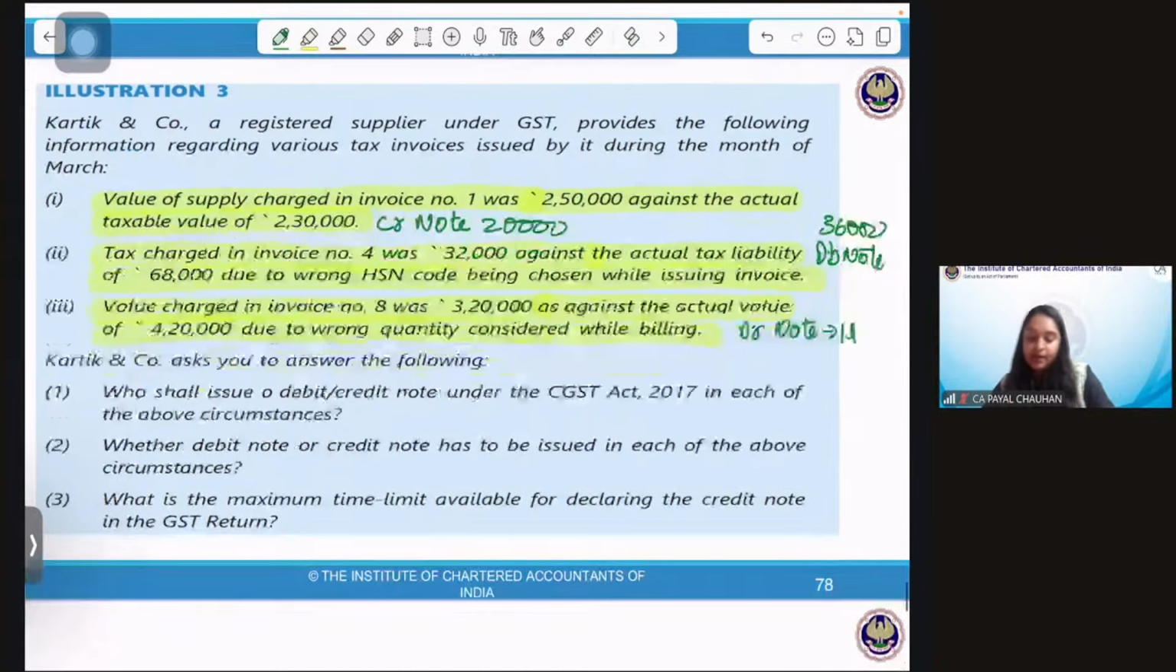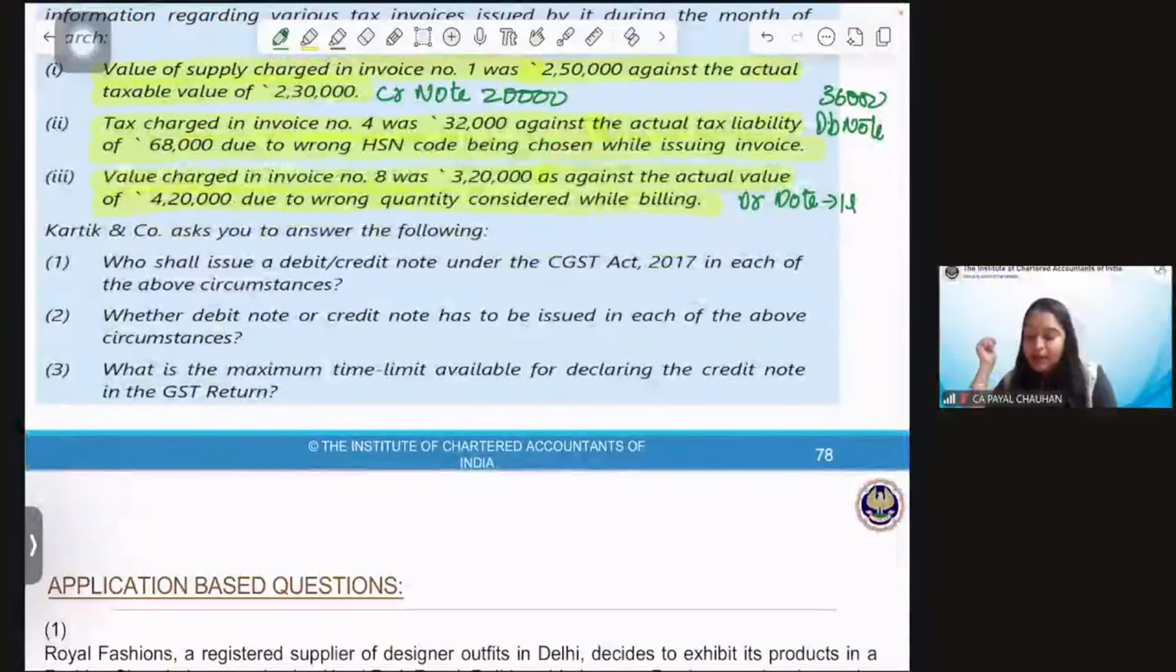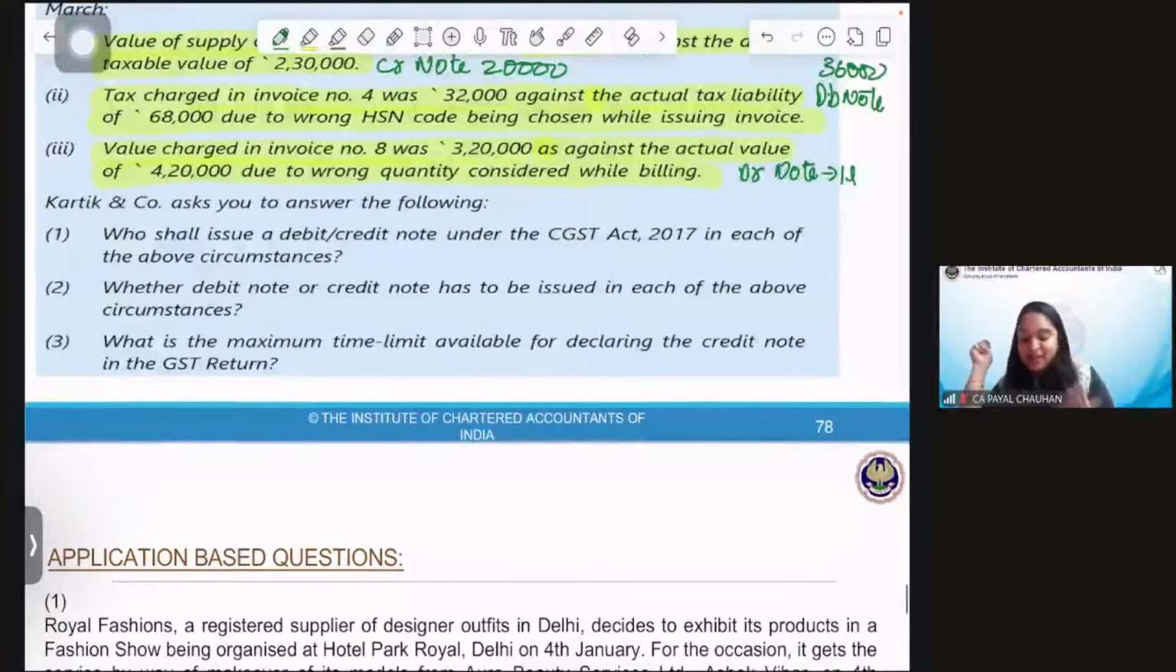Now, who shall issue a debit and credit note? Under CGST in each of the above transactions, of course, the supplier will issue. Whether debit or credit note, we've already answered. What is the maximum time limit available for declaring the credit note in GSTR return? It's 30th November or annual filing of return, whichever is earlier. Everyone got it now?